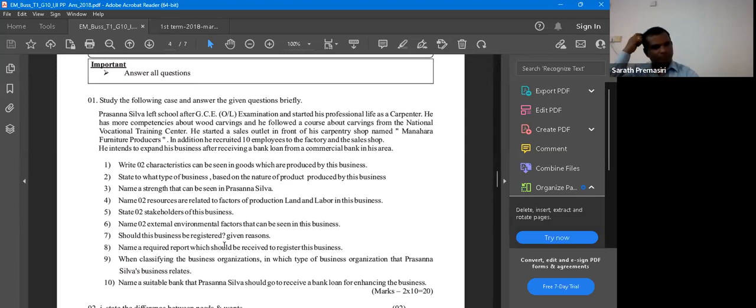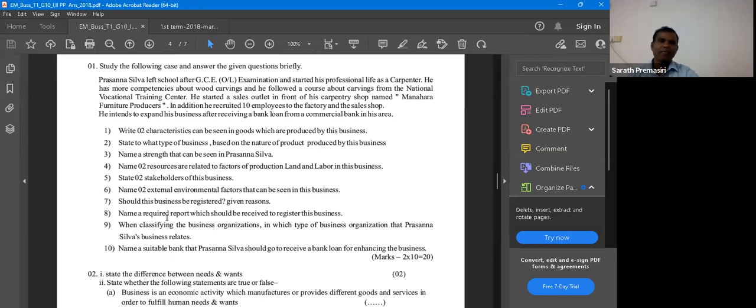Should this business be registered? Yes. Why? Because the business name is different from the full name of the owner, so it should be registered. The related act is the Business Names Act number 6 of 1980. Name a required report which should be received to register this business: the Grama Niladhari report.